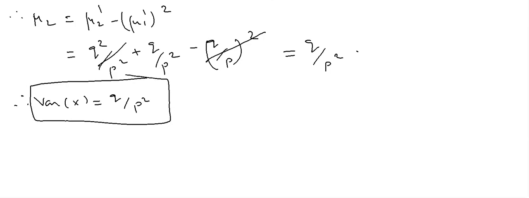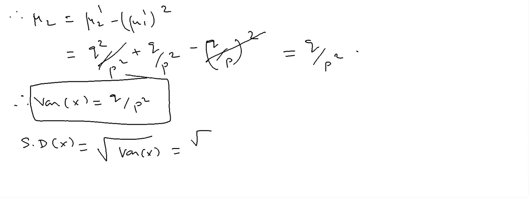Now, standard deviation. Standard deviation of x equal to square root of variance of x, that is equal to square root of q by p. This is the standard deviation. Okay. Now we derived the mean, variance and the standard deviation.